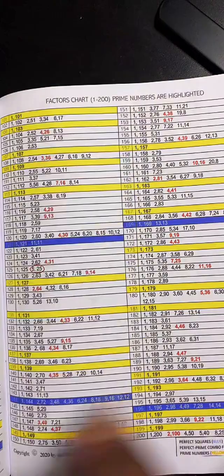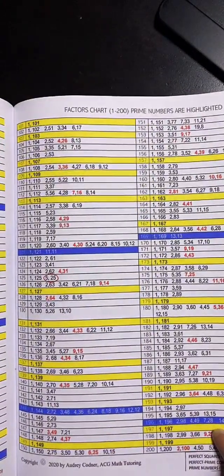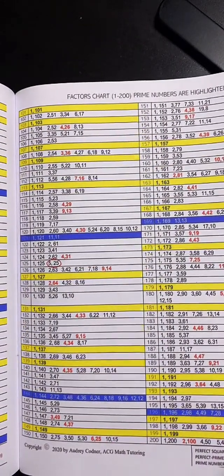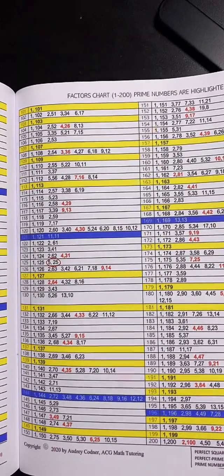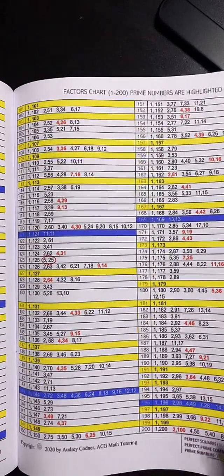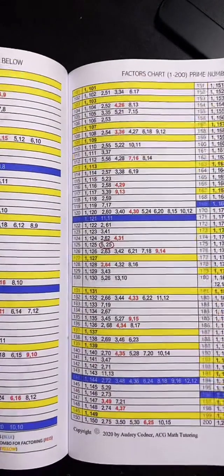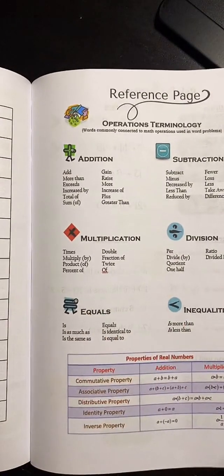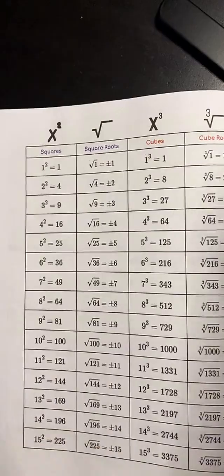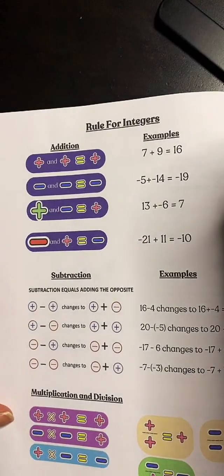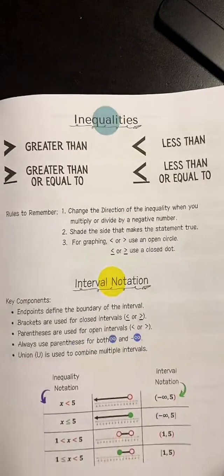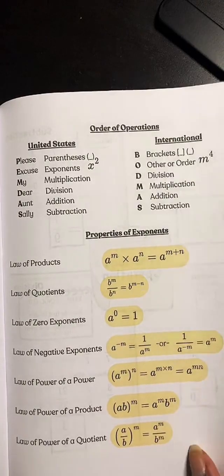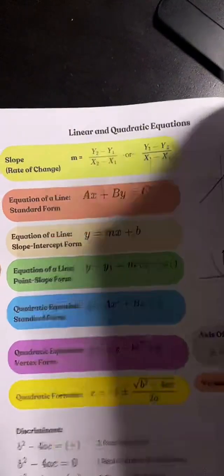Now with the resource pages, we have right away the factors chart. So everything from 1 to 200, what are those factors? It helps you break down information for factoring, helps you break down radicals, figure out your LCM, your least common multiple, or even your greatest common factor. You have all that, plus what operations or words go with certain operations, squares and cubes, as well as the rules of integers. Then we have inequalities and interval notation. We have order of operations, properties of exponents, linear and quadratic.